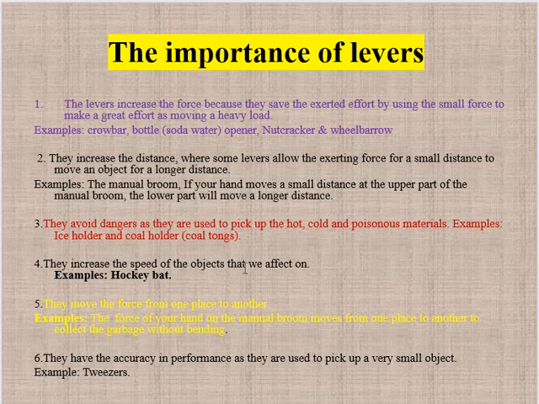They increase the speed of the objects that we act on. For example, hockey bat. They move the force from one place to another. Examples: the force of your hand on the manual broom moves from one place to another to collect the garbage without bending. They have accuracy in performance as they are used to pick up small objects. Example: tweezers.